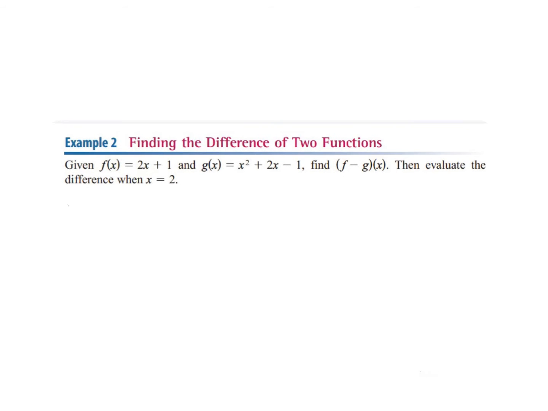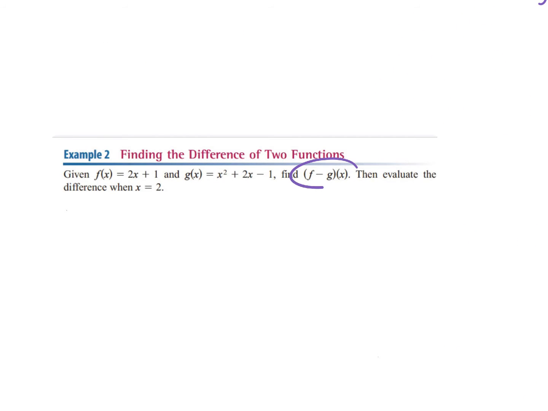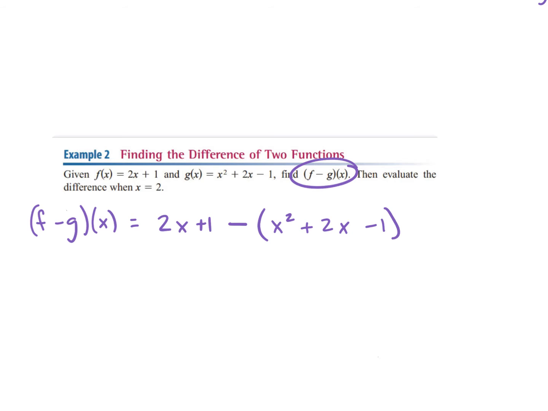So we're given the same two functions. And now it asks us to subtract them. So f minus g of x, we take f first, so that'll be 2x plus 1, and then we're going to subtract g of x, so x squared plus 2x minus 1.